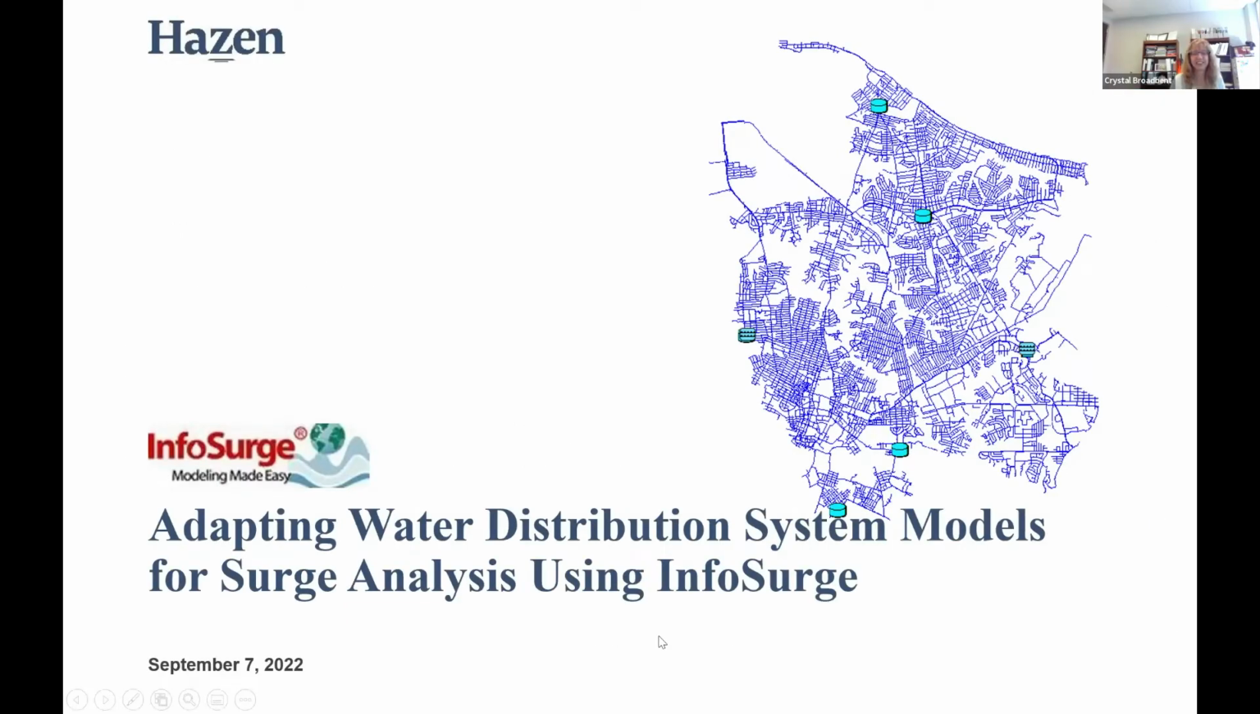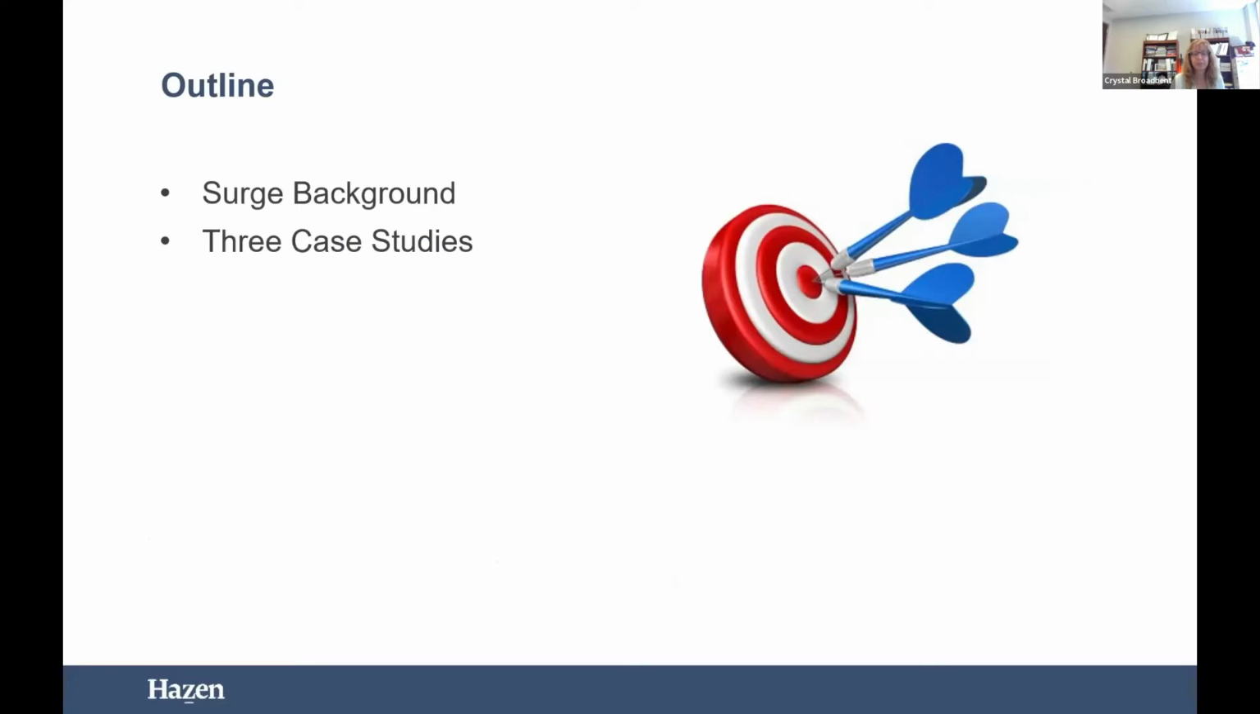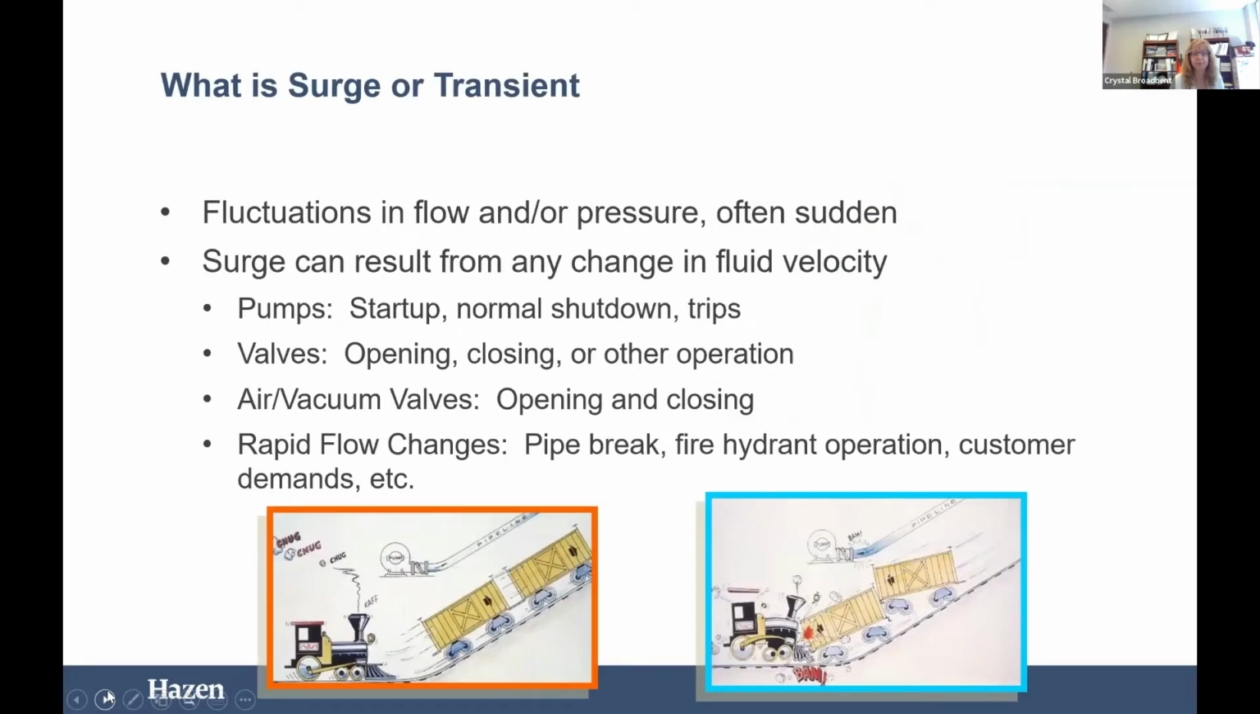Thank you. So today we wanted to talk about adapting water distribution system models for surge analysis using InfoSurge and InfoSurge Pro. I'm just going to give you a brief background on surge, what we mean by that, and present a couple of case studies, three case studies actually, of using full distribution modeling to assist our clients in coming up with some mitigation devices for their problems.